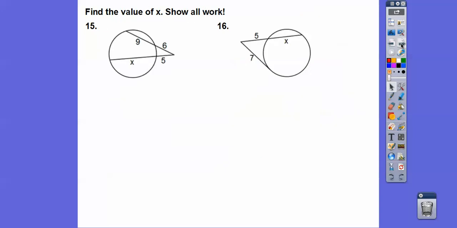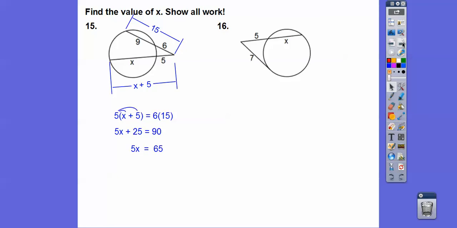Okay, almost done. All right, so outer times whole, so the whole is 15. The whole on this one is x plus 5 equals outer times whole. Okay, so distribute and subtract 13. Okay, so outer times whole, which is 5 plus x, equals the tangent segment squared. So distribute, subtract 25, divide, and we get 24/5.